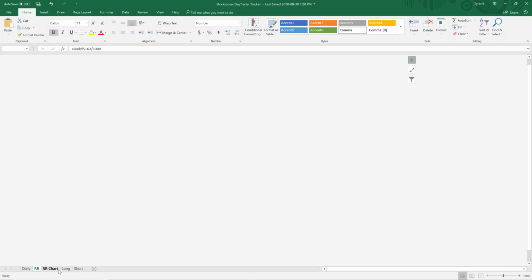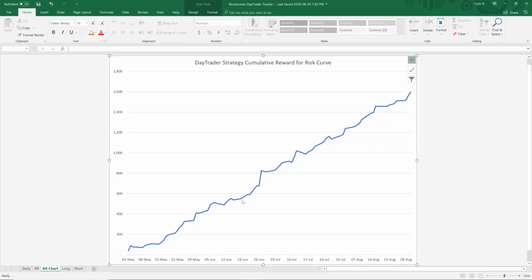All right. Now, here is the RR growth since May. Anytime you look at an equity curve, what you want to see is something linear, something without a lot of volatility. That means the strategy won't drive you crazy. And you can see that here. We've got a nice linear upward trend on the day trader strategy reward to risk curve. Starting back in May at 0 RR, 4 months later, we're at 1600 RR, averaging about 400 RR per month.